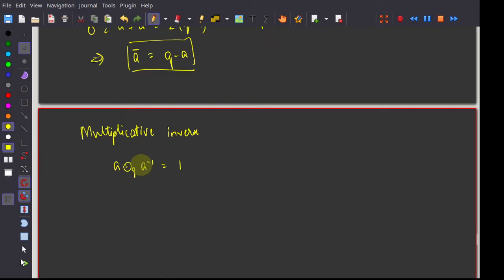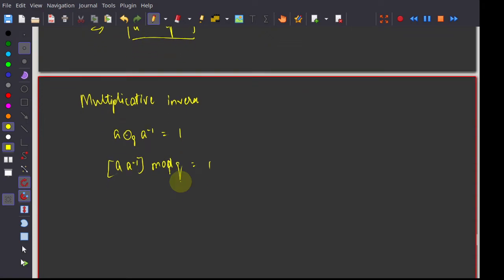So you have A times A inverse should be equal to M times Q plus 1. Now what more can you say about it? So A inverse, you can say that this is M times Q plus 1.